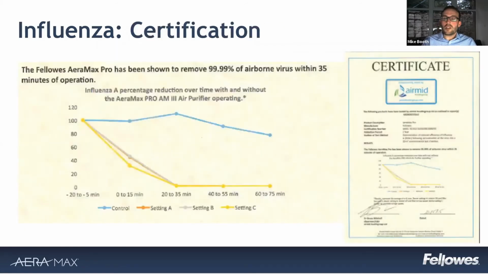So we're able to say, and the certificate is on screen now, that Aeramax Professional has been shown to remove 99.99% of airborne virus within 35 minutes of operation. And it was set during this actual application to deliver 5 air changes per hour. So that performance is only going to increase as you increase the number of air changes per hour as well.